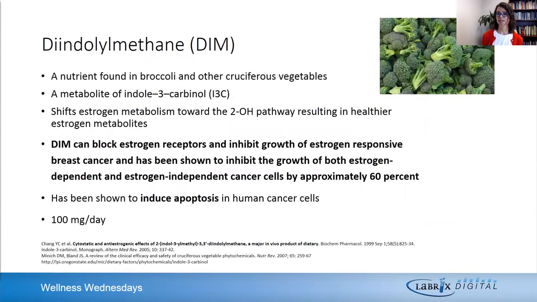DIM specifically can block estrogen receptors and inhibit the growth of estrogen-responsive breast cancer. It's been shown to inhibit the growth of both estrogen-dependent and estrogen-independent cancer cells by approximately 60%. So it's a really powerful tool for women who do not have a favorable estrogen quotient.